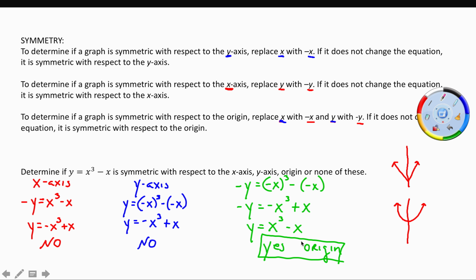Notice an equation can be symmetric with respect to the origin without being symmetric with respect to the x-axis or the y-axis. But if you have an equation that is symmetric with respect to the x-axis and the y-axis, it must be symmetric with respect to the origin. So if I've checked both of these and gotten a yes, I automatically know it's also symmetric with respect to the origin. However, just because it's not symmetric with respect to x and y axes does not mean it's not symmetric with respect to the origin.